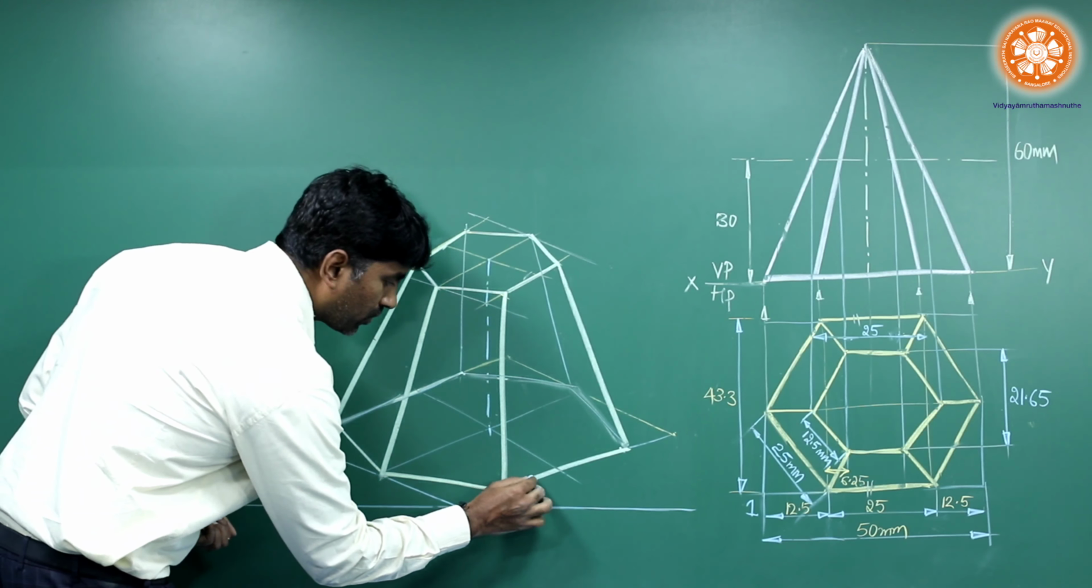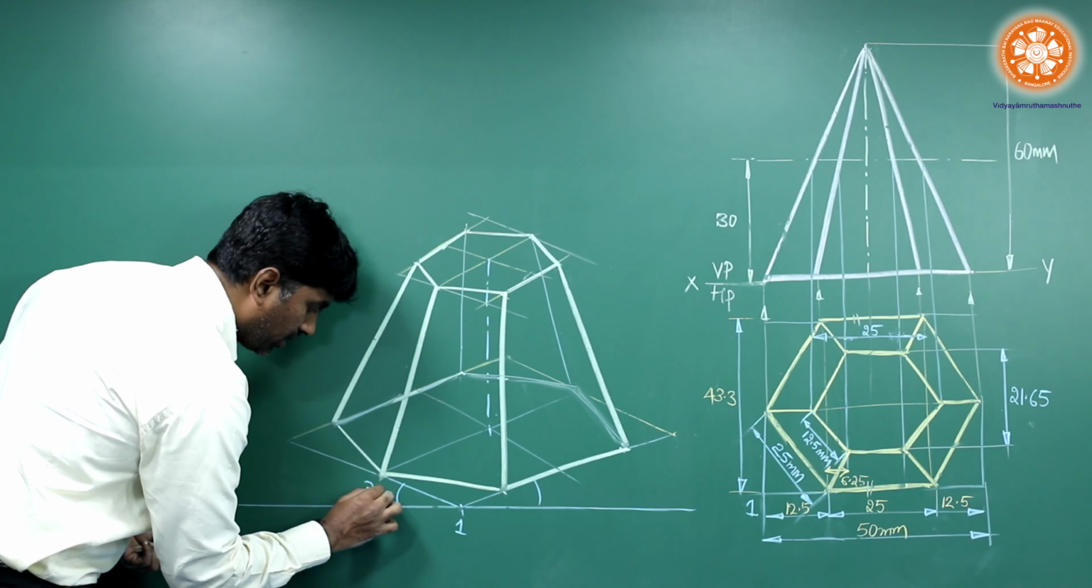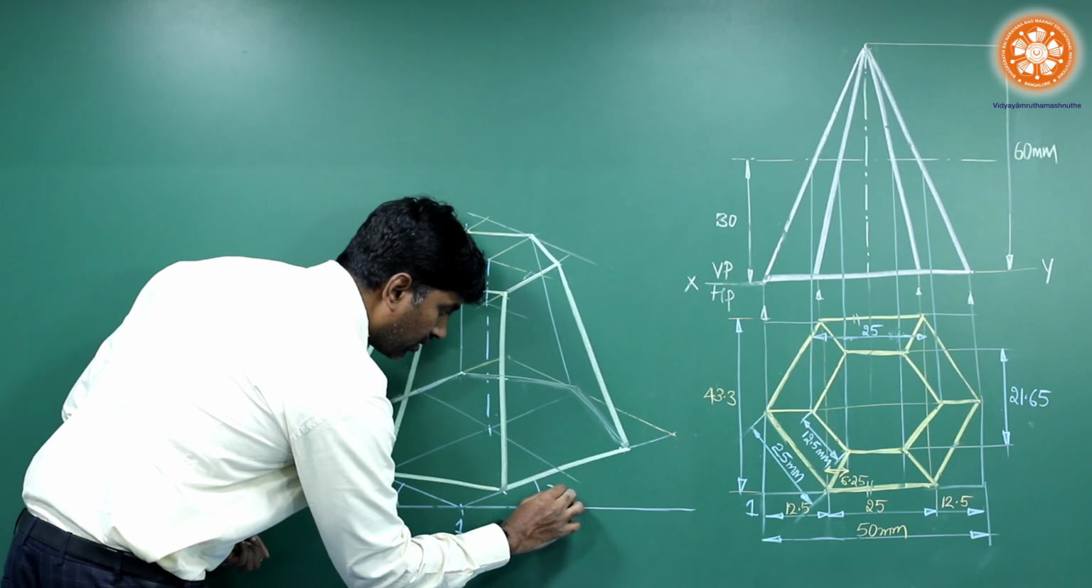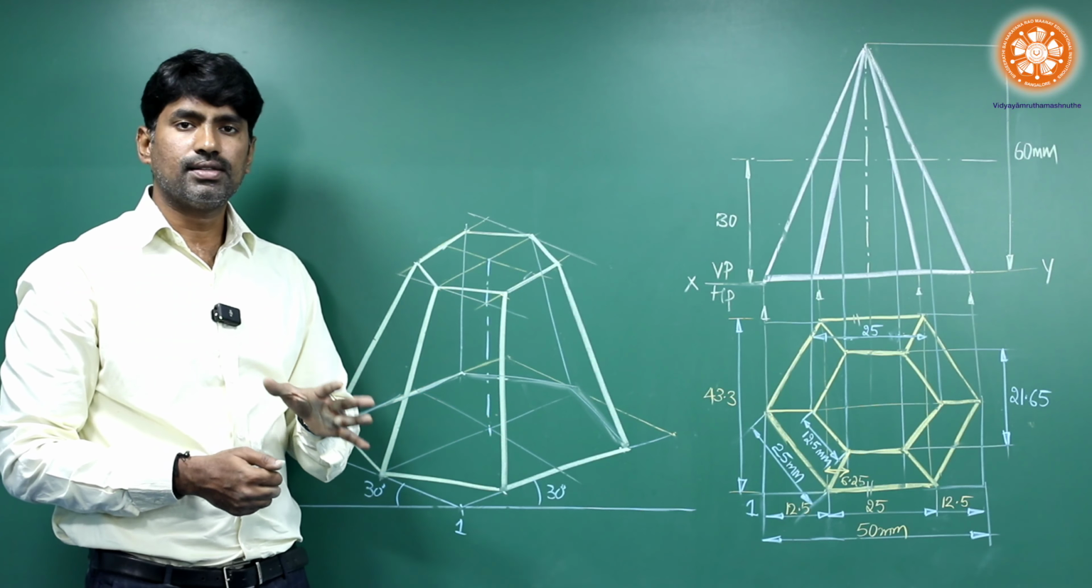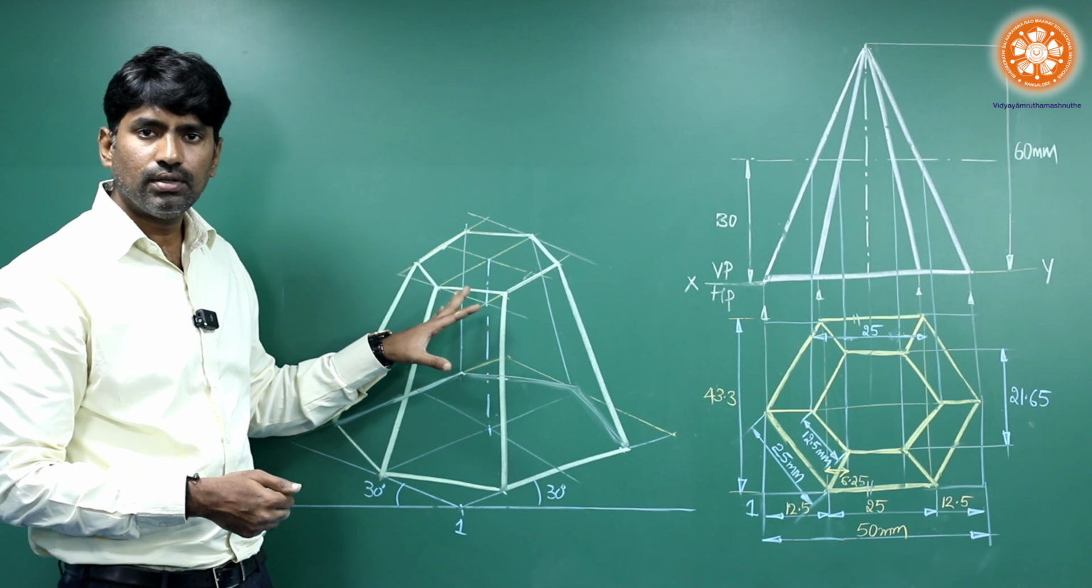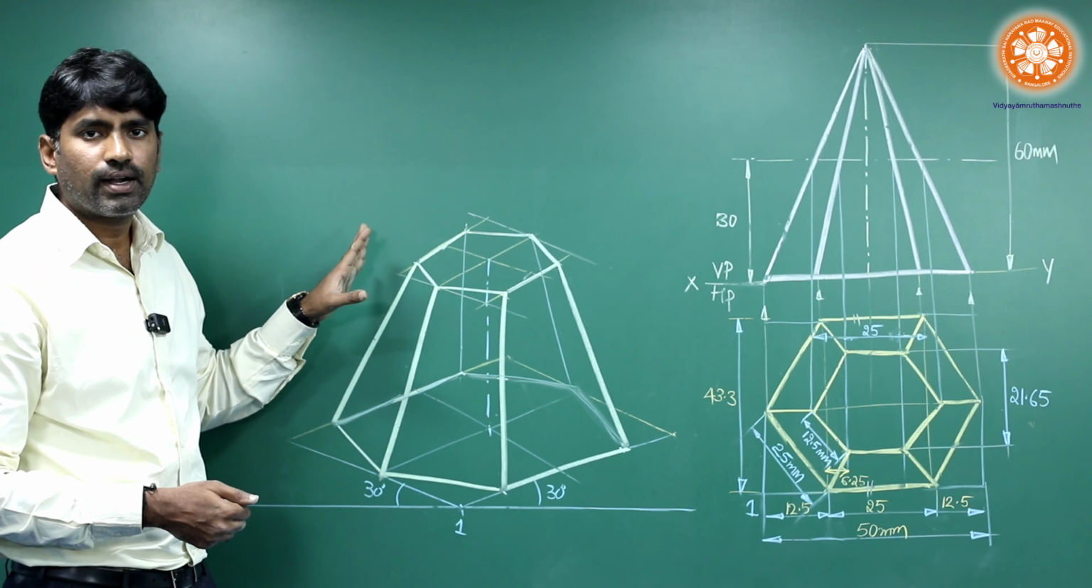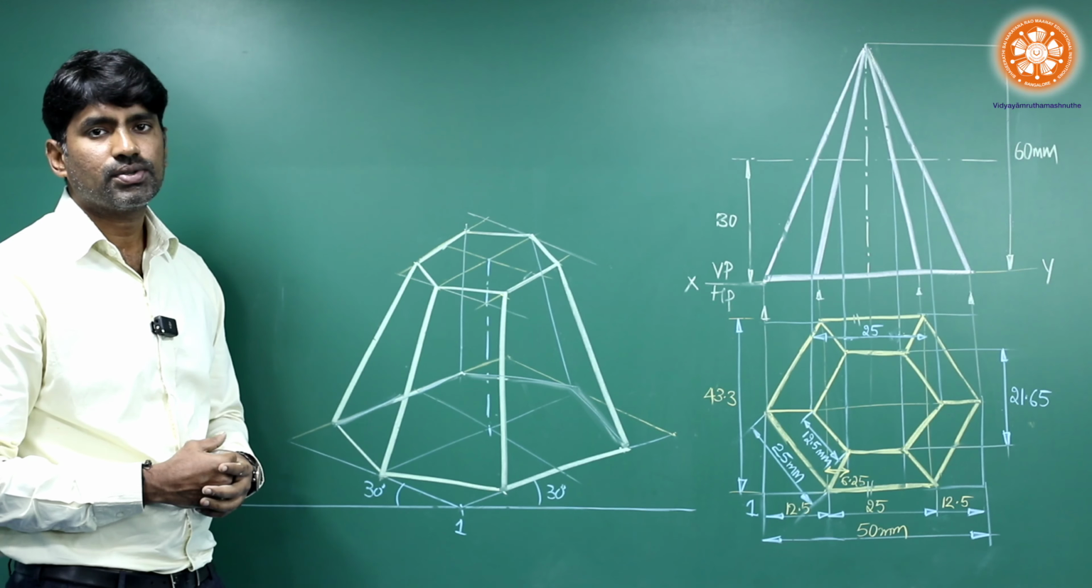Make sure you show these angles, 30 degree and 30 degree. If you are drawing the same thing in a system, draw for a true dimension, then by using a scale factor, you convert it to isoscale.